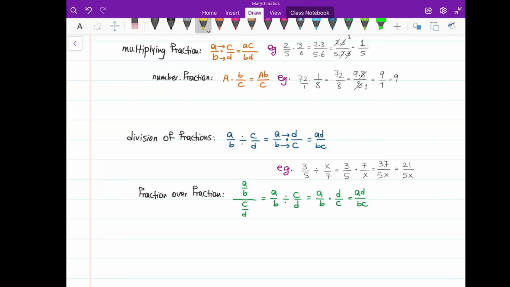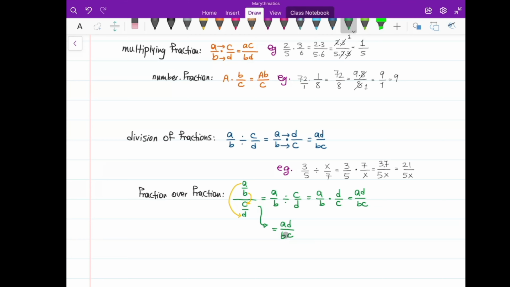Okay, let's look at in here. ad, basically this one, over what? Over bc, as you see, bc. So basically you can memorize it like that. Whenever you have a fraction like this, instead of doing it the long way, just write a times d over b times c. Even without doing this, as you see, you can use this formula.